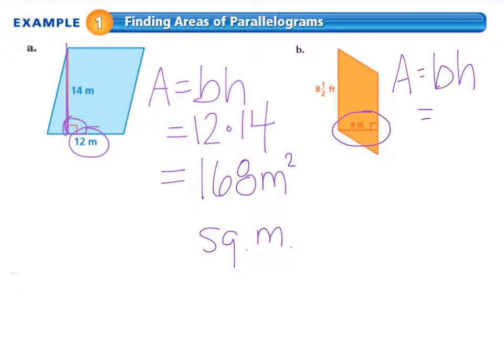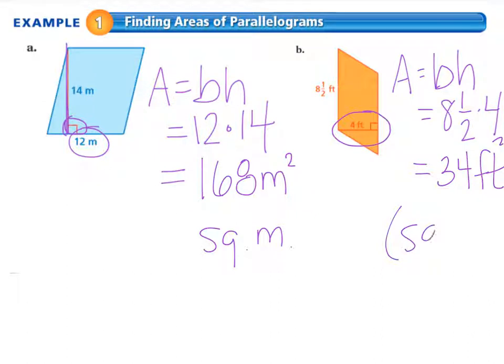So I can leave this as a fraction, or if you're more comfortable with decimals, you would know that 8 and 5/10 is the same as 8.5. I don't mind fractions, so I'll leave it that way. Times my height is 4. And now I just multiply those two together. And I get 34. This time my units are in feet. Feet squared, or again you could also write square feet. But you always have to write units for area.